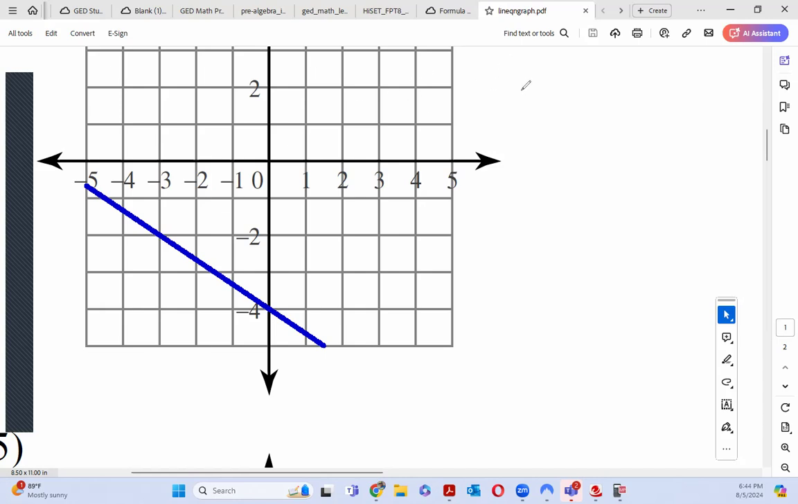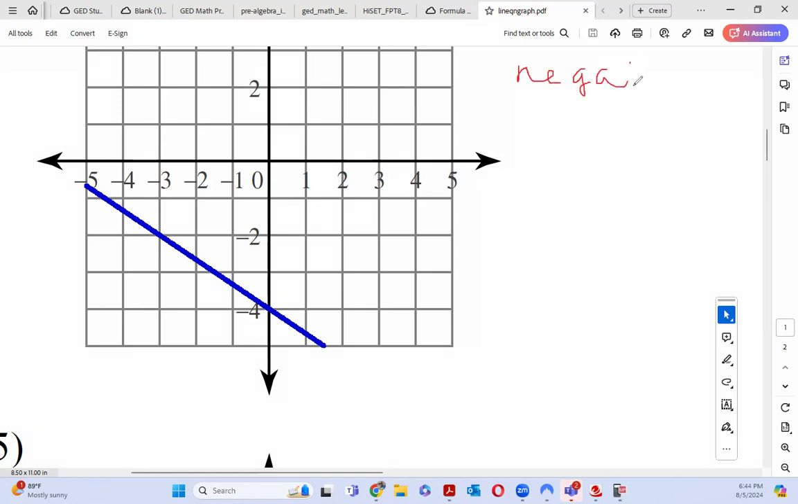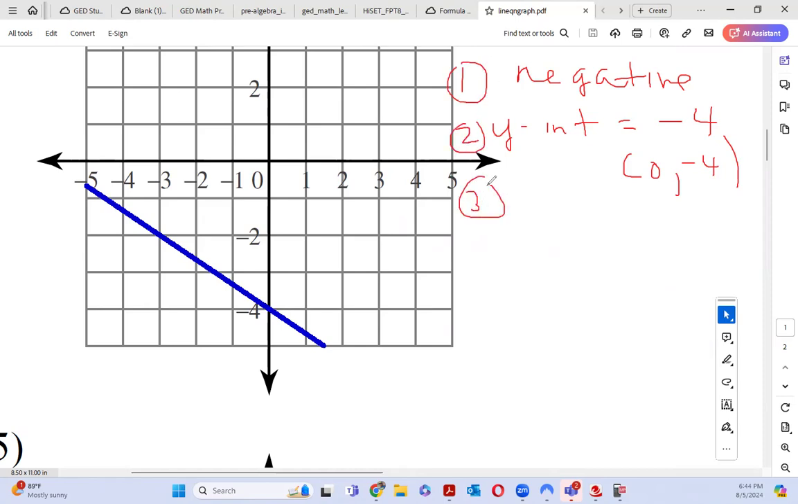So first of all, is my slope positive or negative? Negative. Okay, I know my slope is negative. My y-intercept is what? -4. Now you can write that as an ordered pair, 0, -4. So understand what the y-intercept is: when x is equal to 0, or when it crosses the y-axis. So my y-intercept is -4. Everybody understand how we got a negative slope, and how we got y-intercept is -4? Does everybody understand those 2 concepts? Okay. The third thing we need to do is find the slope.